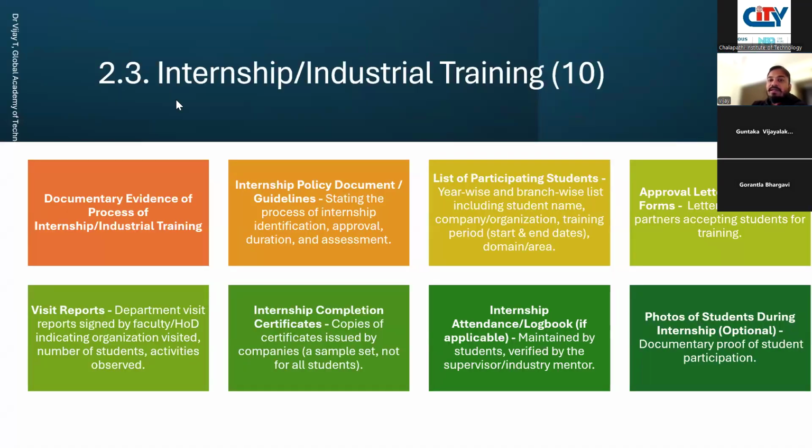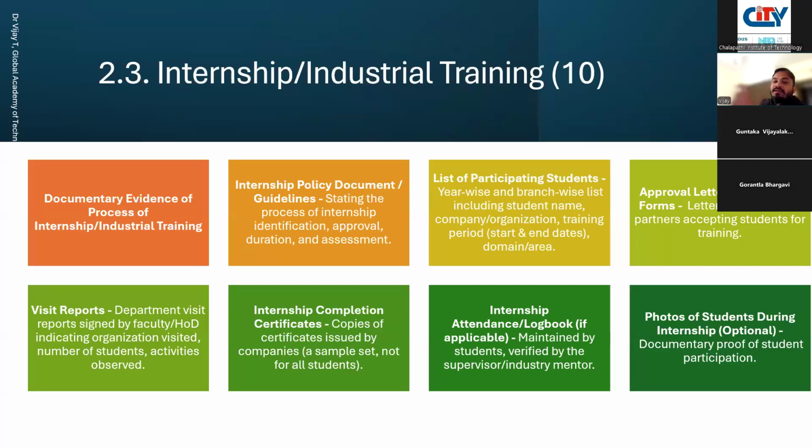Next is internship industrial training, which again carries 10 marks. So documentary evidence of the process of internship industrial training. How do you choose or start giving the internship? How you are clubbing, if it is individual or group, how the industry is coming or accepting your student, whether faculty is playing any role, whether the institute is playing any role, or a student is choosing by himself or herself, has to be written as documentary evidence.